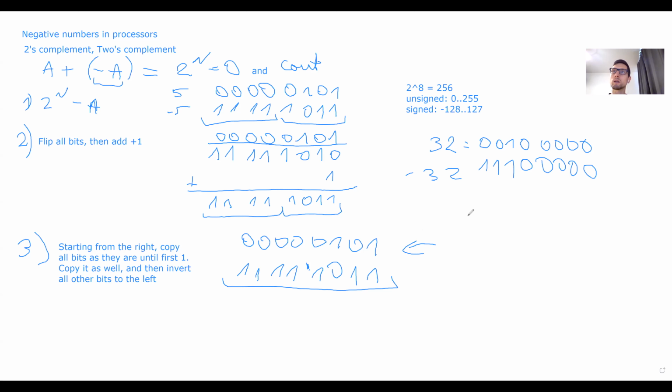If I did it with the second method, I first need to invert all bits: 1, 1, 1, 1, 1, 0, 1, 1. And then I need to add 1. And I'm going to have quite a few overflows. 1 and 1 is 10 in binary, so 1 and 1 is 0, carry 1, and so on, until I get the same result, but it took me more effort. So maybe it's better to memorize the third one. It's like instant for a human.